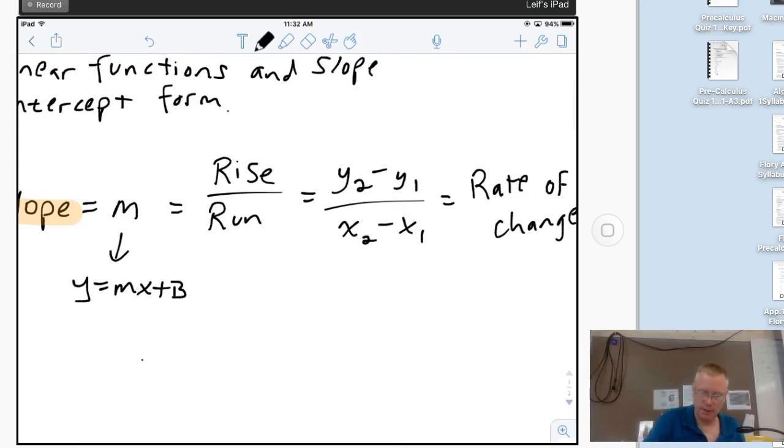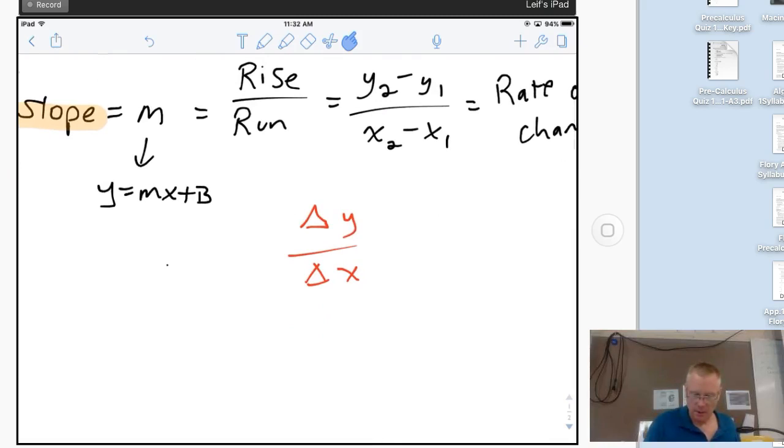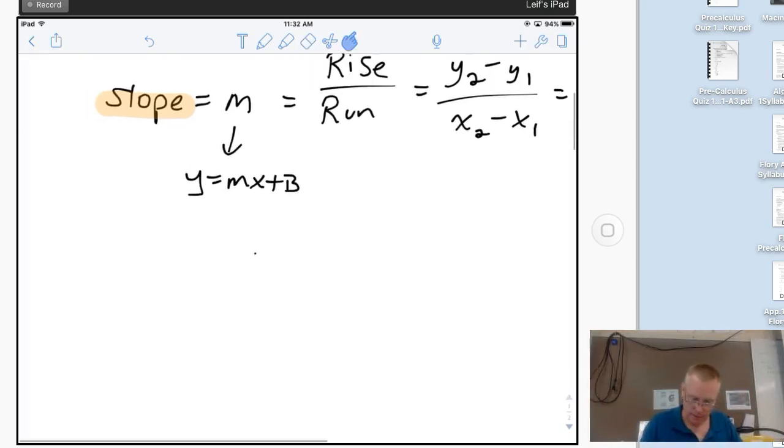When you get to pre-calculus and calculus, we'll often call it delta y over delta x. That triangle is the Greek letter delta, and delta really means change. So it's the change in y and the change in x, which is really the same thing. If you subtract the y's, that's the change in the y's, and if you subtract the x's, that's the change in the x. That's how we represent it later on. You don't have to know that now, but I'm putting it out there. So that's the first thing.